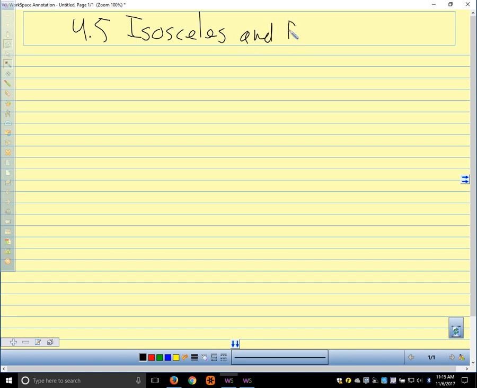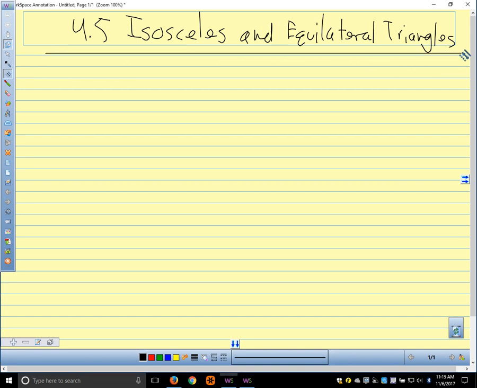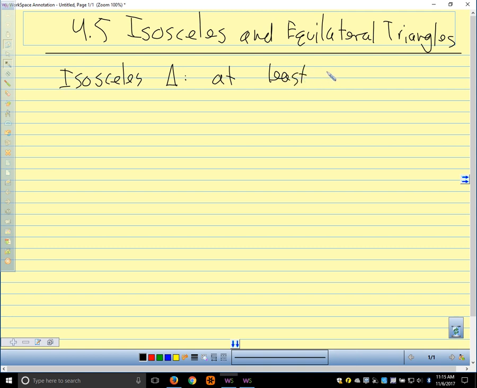Isosceles and equilateral triangles. So the first thing we need to do is talk about what is an isosceles triangle. An isosceles triangle has at least two congruent sides. You can have more than two congruent sides and still be isosceles. So let me draw a picture.